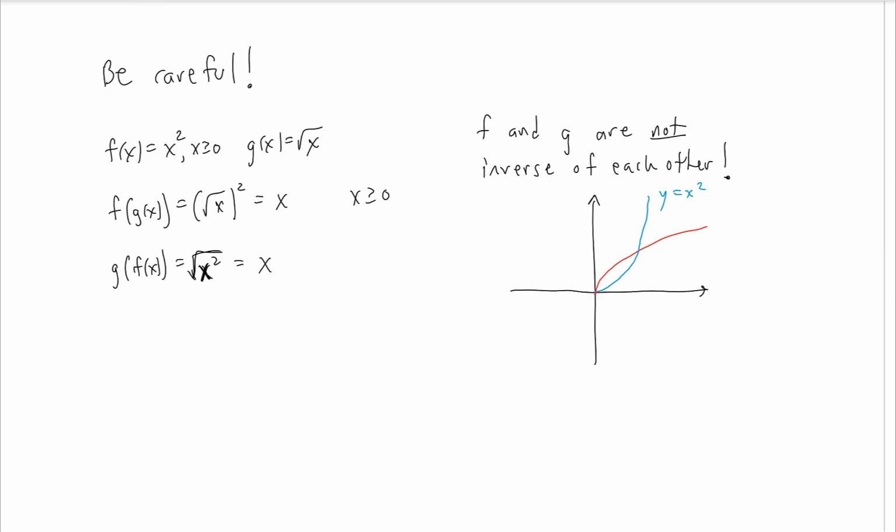So if I just take x squared as it normally is, well, then x squared and the principal square root of x are not inverses of each other. So we've got to be careful.